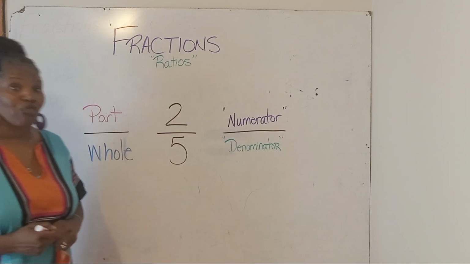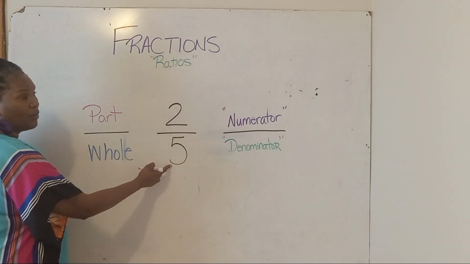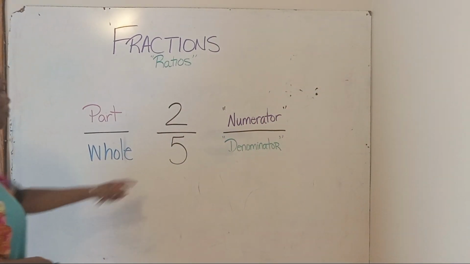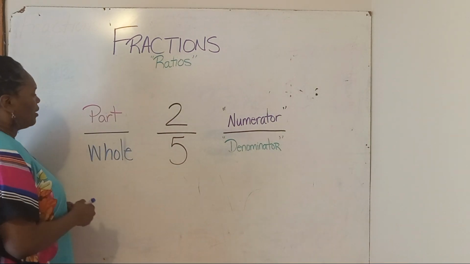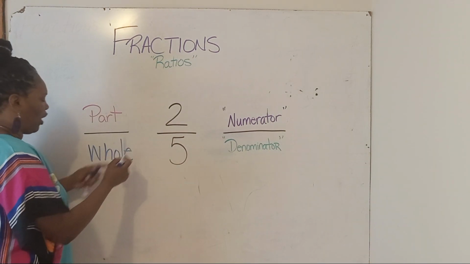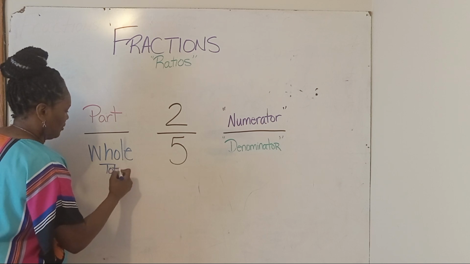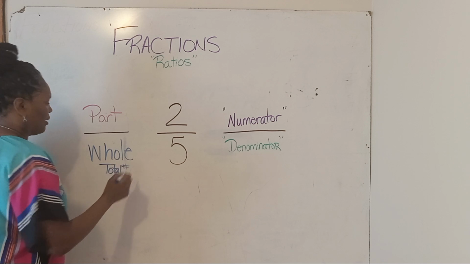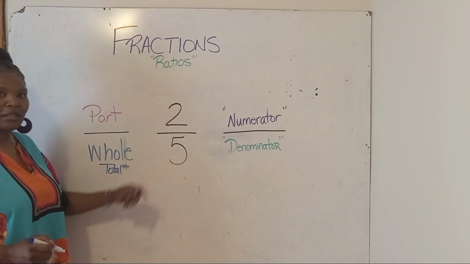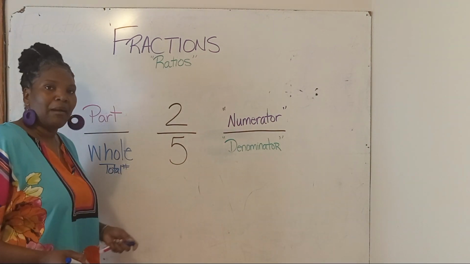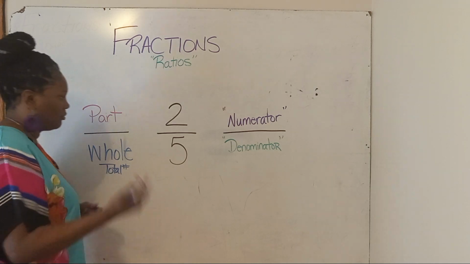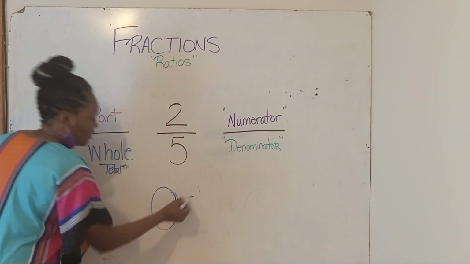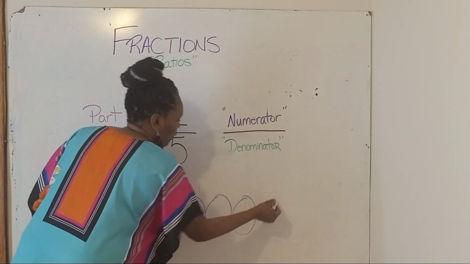The way we would draw this is we would look at the bottom number and ask, how many total? What's the whole or the total number? So we would look at the bottom number and ask, how many circles do we need to draw? The number at the bottom tells us we need to draw 5. 1, 2, 3, 4, 5.